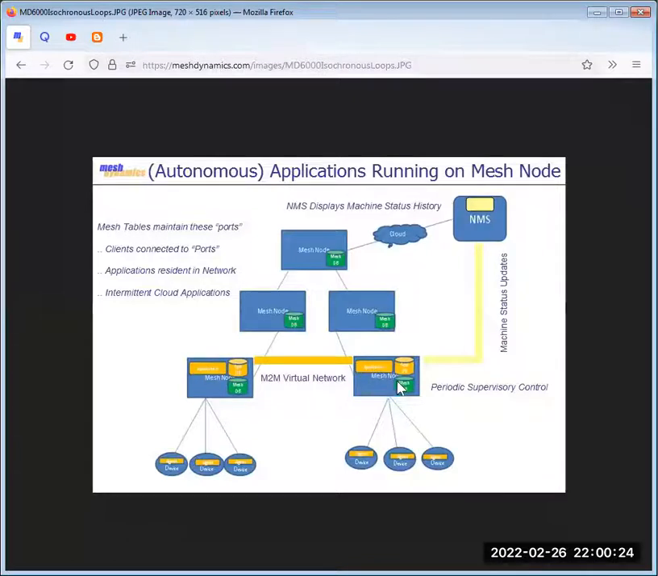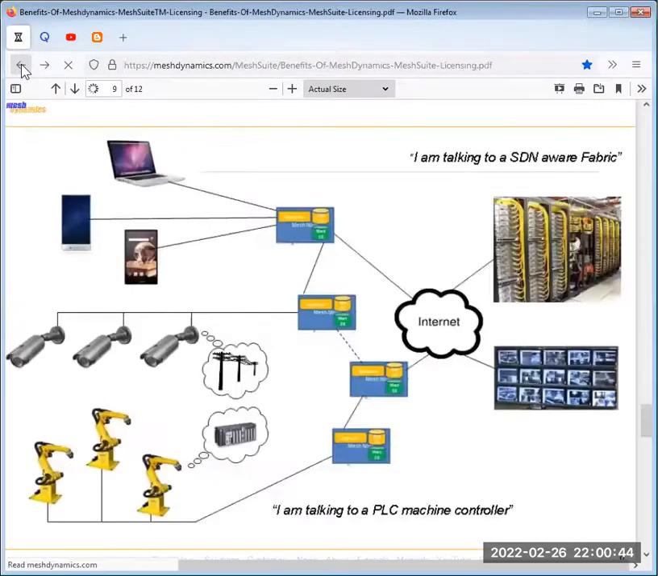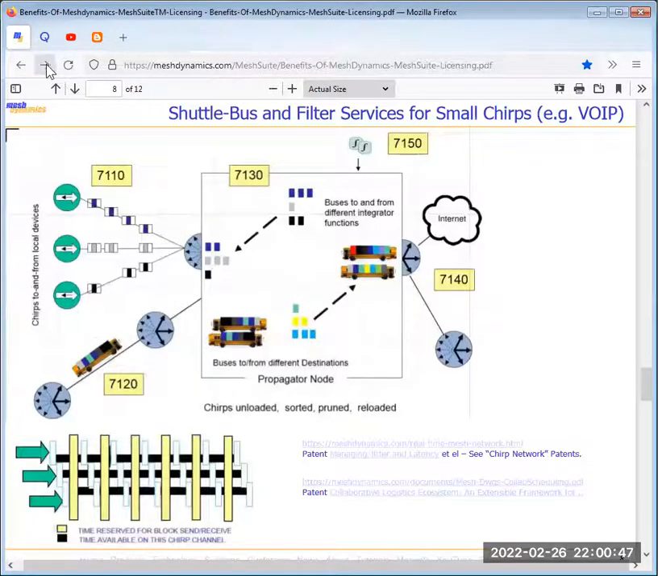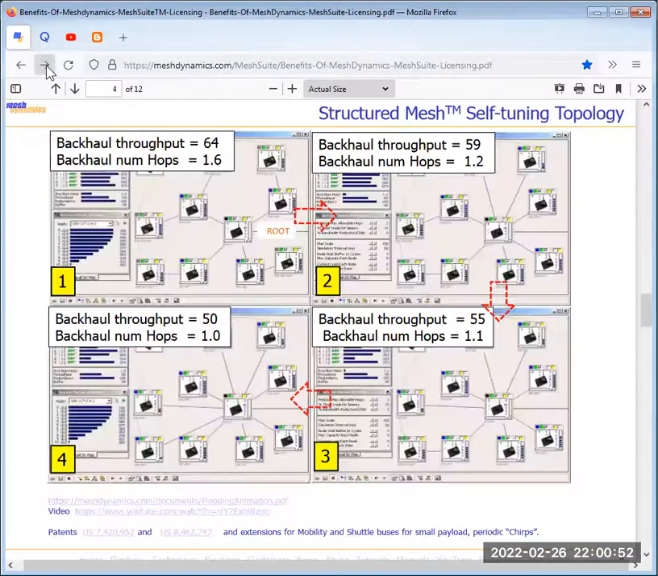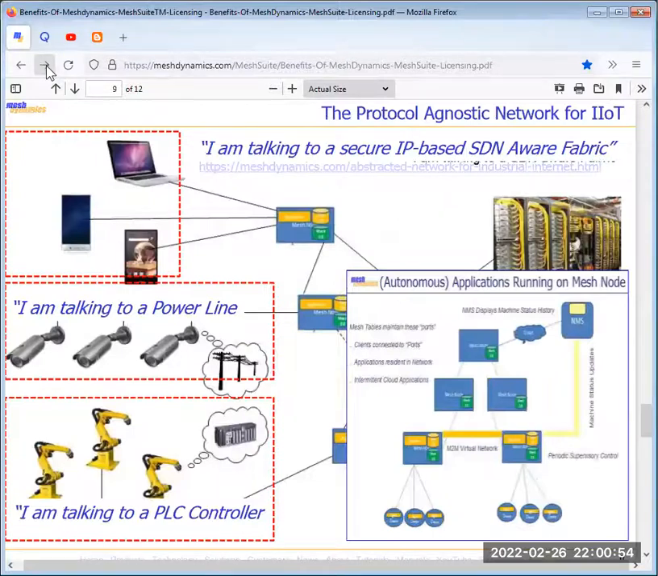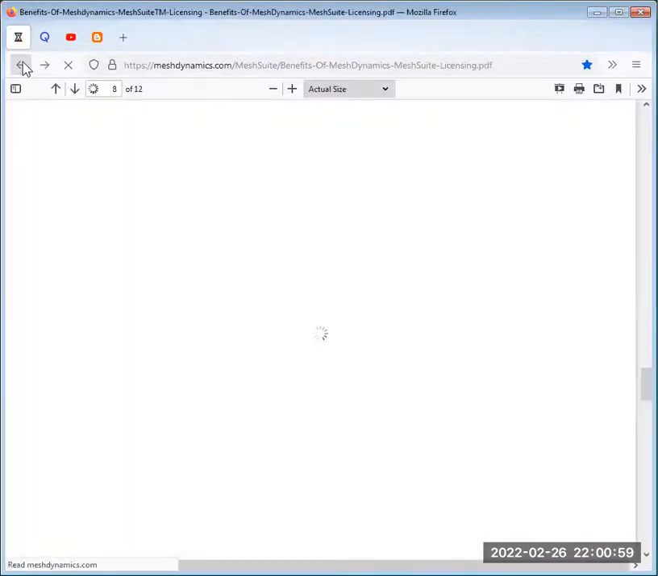So there are applications running in the mesh nodes that have their own private virtual network. And there's a periodic supervisory control, which is really what we're talking about when we talk about the dual control loop, the big data loop. So I think that was covered in one of my slides. Apologies. All right, I think we're done with this.